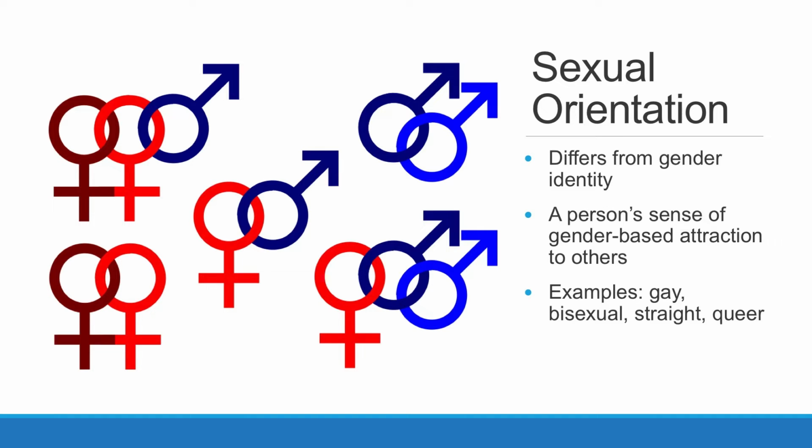Sexual orientation. It is important to note that sexual orientation is different from gender identity. Sexual orientation is a person's sense of gender-based attraction to other people. People use words such as gay, lesbian, bisexual, straight, queer, pansexual, asexual, and other terms to describe their sexual orientation. Everyone has a sexual orientation, including transgender people. For example, a transgender woman may be primarily attracted to women and identify as lesbian, or she may be primarily attracted to men and identify as straight.